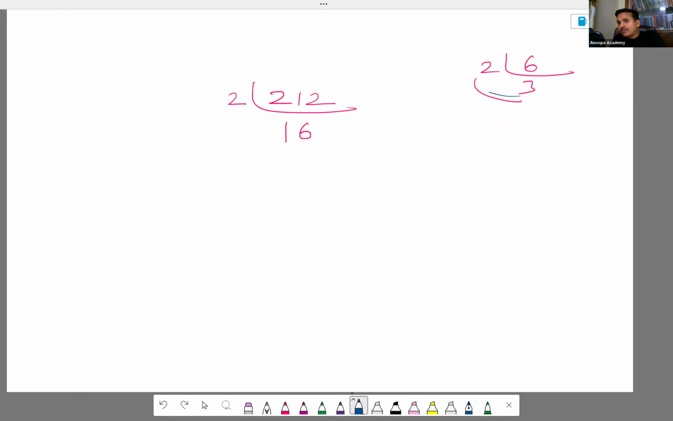If I multiply 2 3s, I should get this. If you do 2 1s are 2, 2 6s are 12, 16 2s are 32, not 212. So this is not correct.